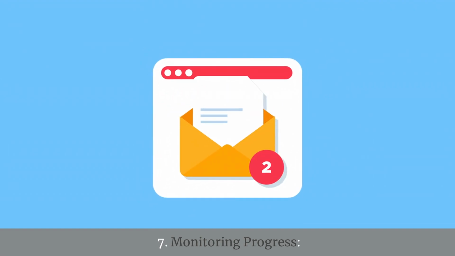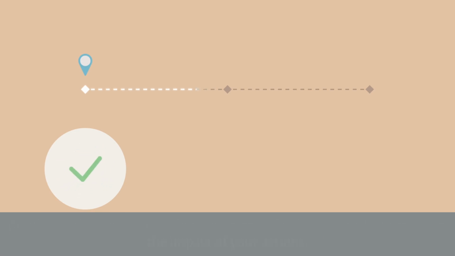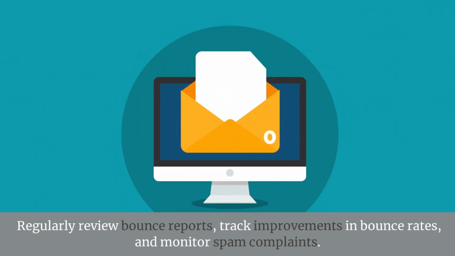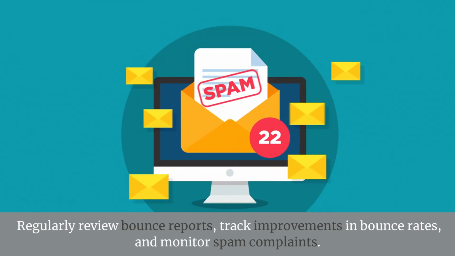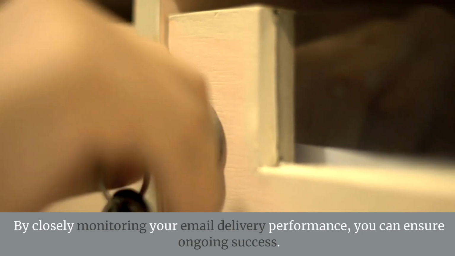7. Monitoring progress. Continuously monitor your bounce rates and delivery metrics to measure the impact of your actions. Regularly review bounce reports, track improvements in bounce rates, and monitor spam complaints. By closely monitoring your email delivery performance, you can ensure ongoing success.